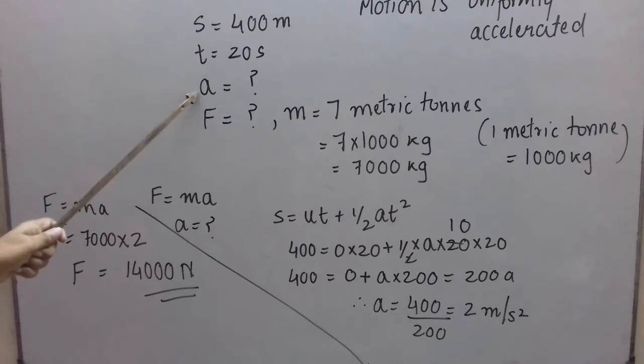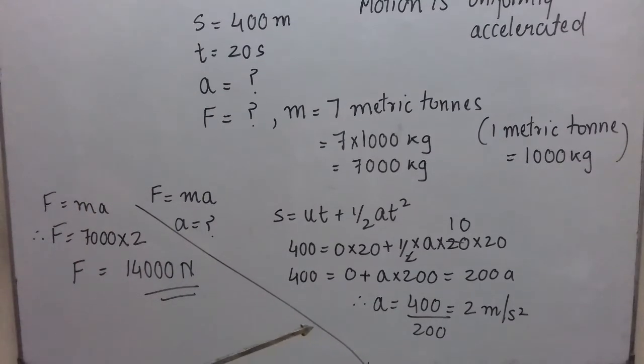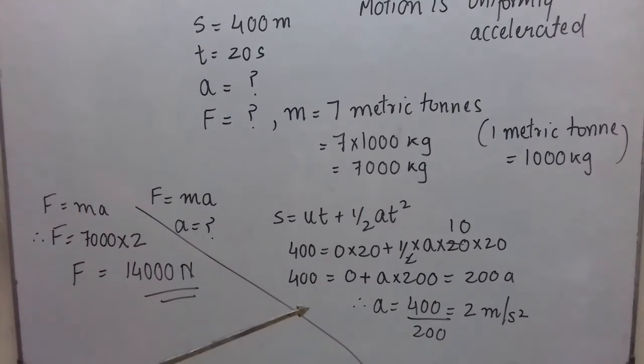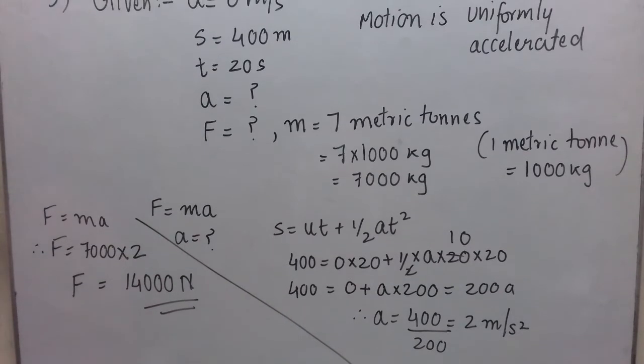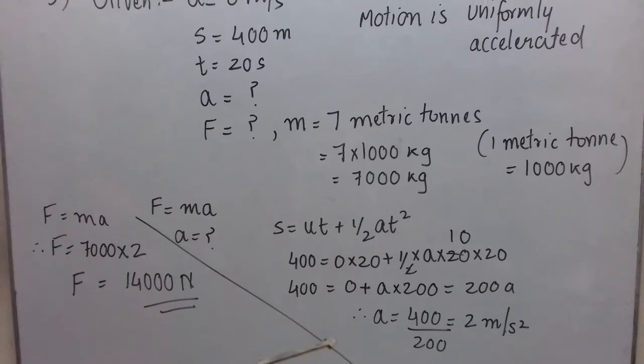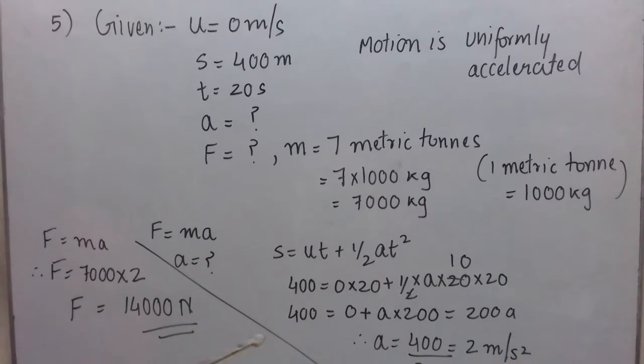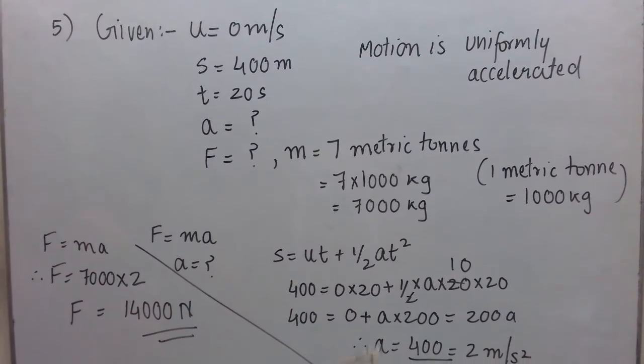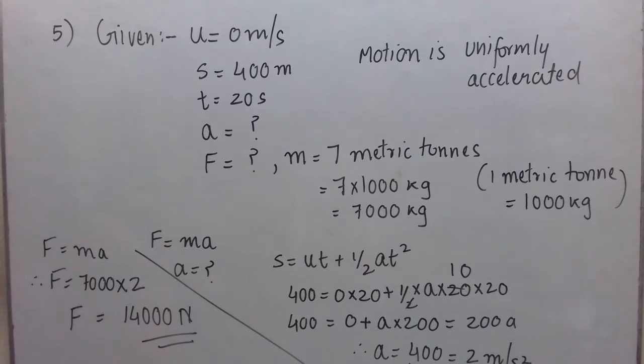So, acceleration, first part we have done. Acceleration is 2 meter per second square. Also students, you should know the units of all the physical quantities, because if you write only 2, again you are going to lose marks there. Or if you don't write the unit, or you write the wrong unit, then also your marks will be lost.